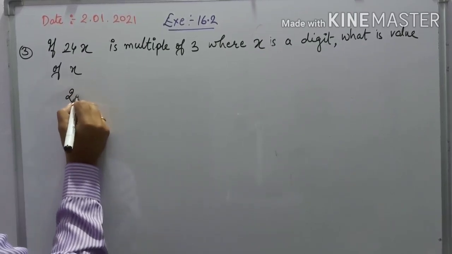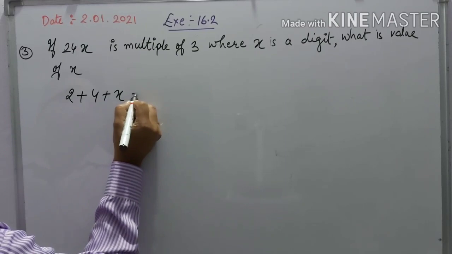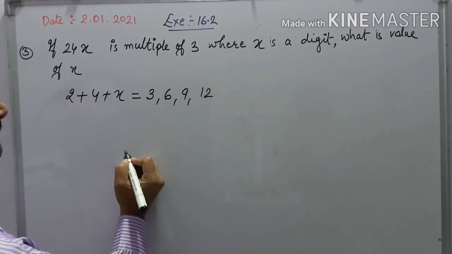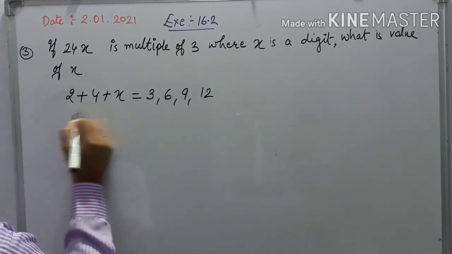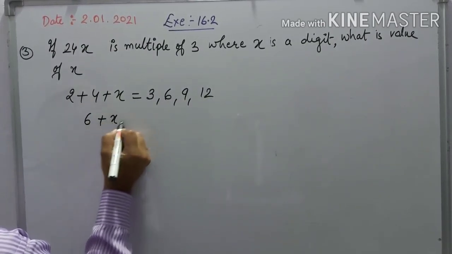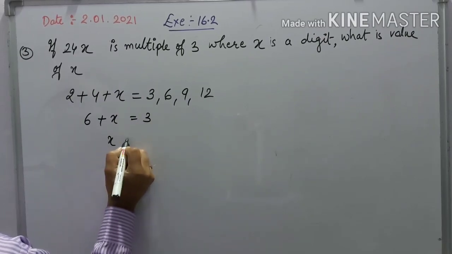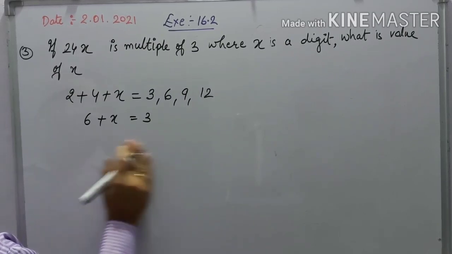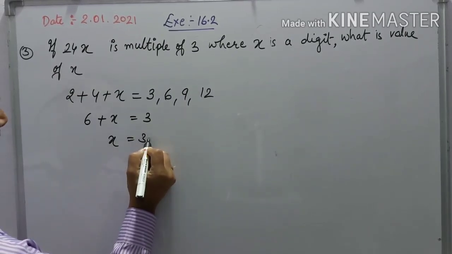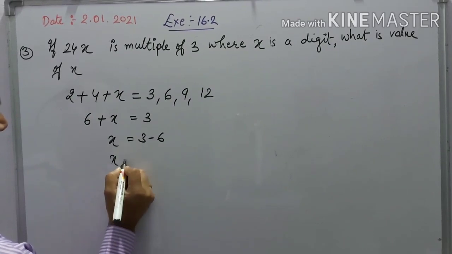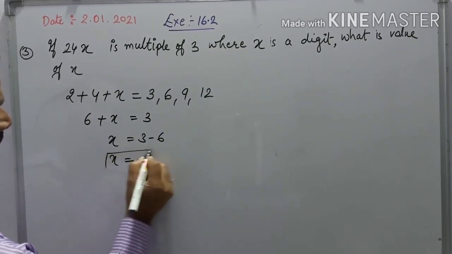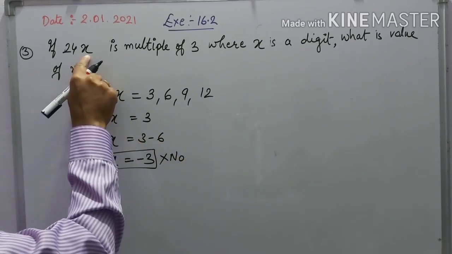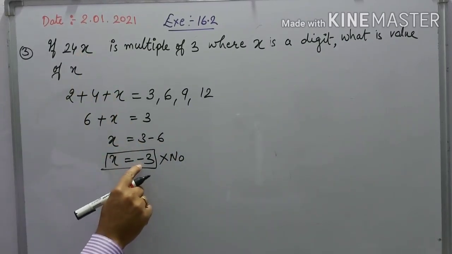First we write 2 plus 4 plus x is equal to 3, 6, 9, 12. Okay, first we find 6 plus x is equal to 3, so x is equal to 3 minus 6. So x is equal to minus 3. Minus 3 is not an answer, because x is a positive number.